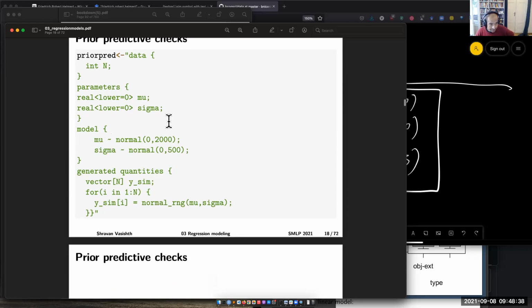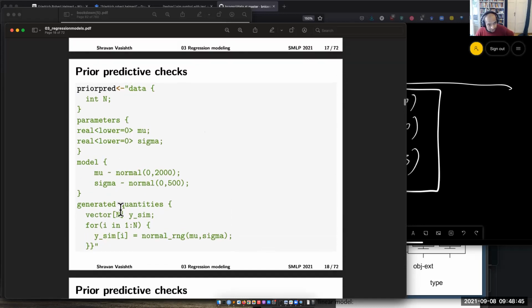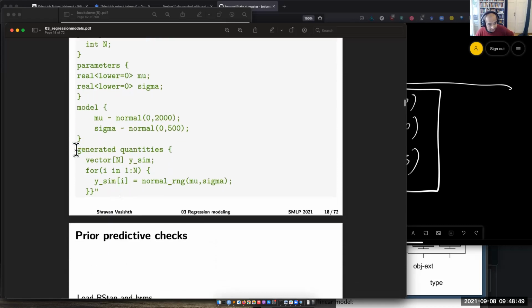All right, so then I specify my model, which is mu and sigma here. Notice that I've not specified any likelihood here. Why? Because I'm only using this code to generate prior predictive data. And so in Stan, what you do is, if you want to generate simulated data, there's a block called generated quantities. Notice that there's a space between generated and quantities. There's two words, okay?